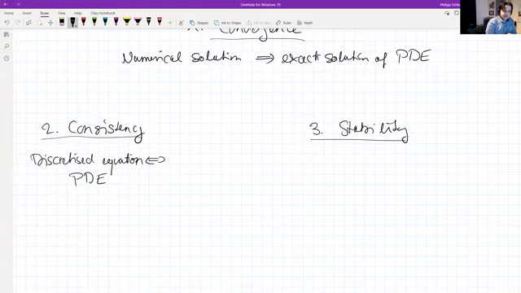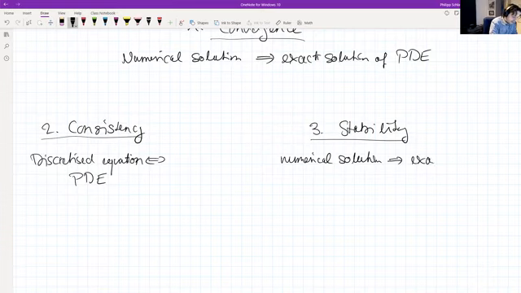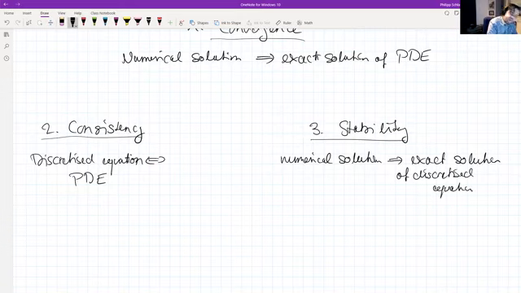Stability, on the other hand, means that the numerical solution that I get is converging towards the exact solution. But now I'm not saying the exact solution of the partial differential equation, but the exact solution of the discretized equations. And of course, these I have. That's the good thing.